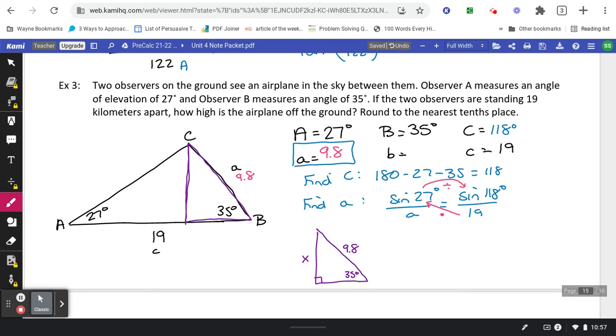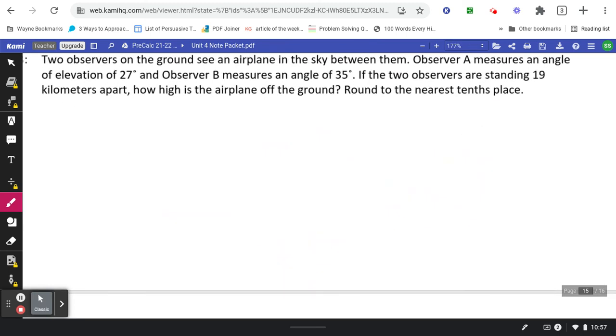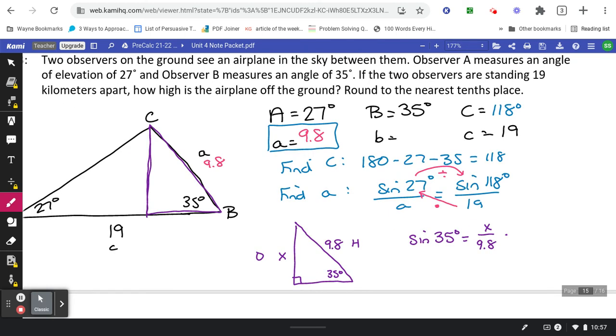90 degrees means I can use SOHCAHTOA. Opposite, hypotenuse. Opposite hypotenuse means I can use sine. Sine of 35 degrees equals O over H. Then we'll just multiply by the 9.8 to cancel it out. And that'll leave us our x by itself, and then we'll just need to type 9.8 times the sine of 35 into the calculator.